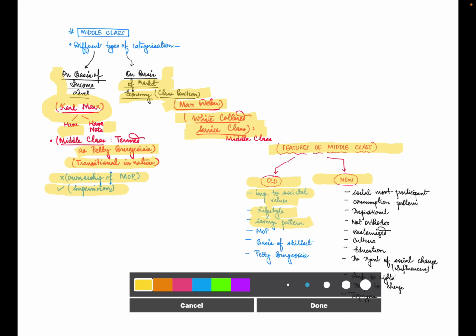So that trap is still there, but still we can classify overall in this manner. So it paid heed to modes of production. It had a basis of skill sets. It was referred to as petit bourgeois. And the new middle class, what it is paying more attention to is social movement participation.